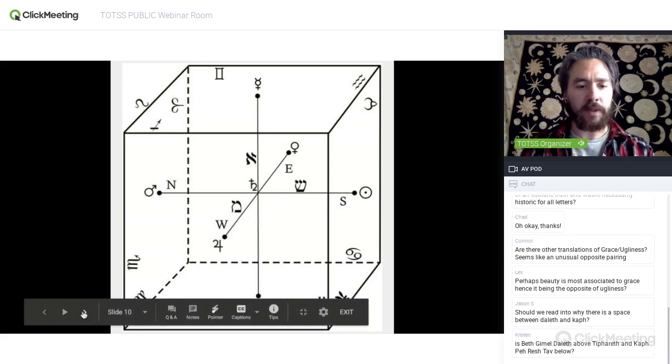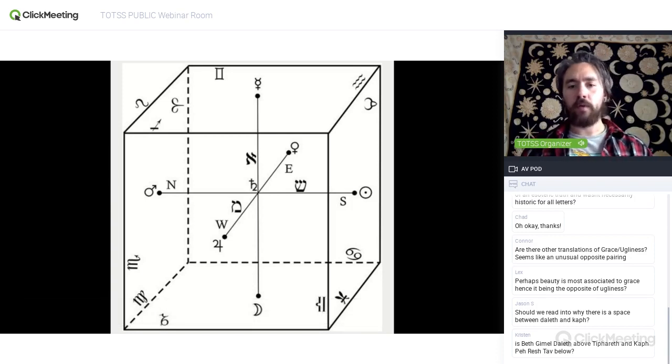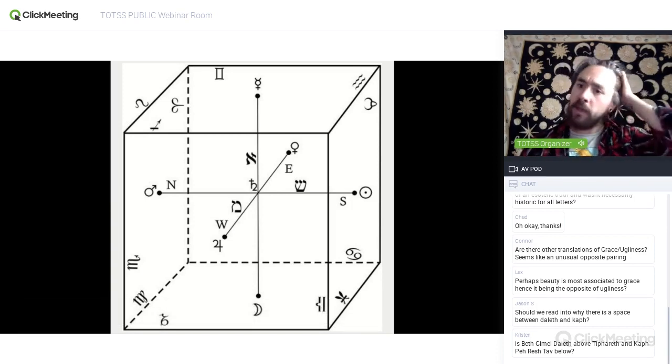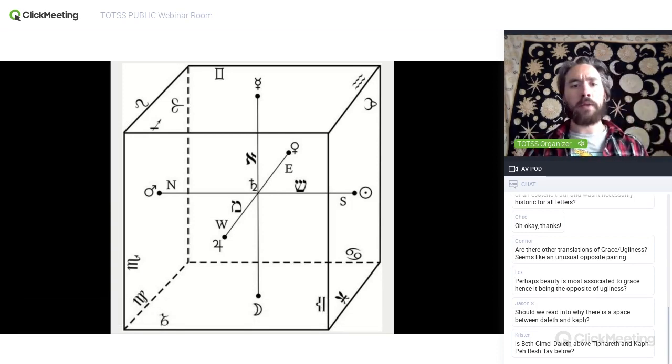Okay, yeah, that's pretty much all I'm going to say about the cube of space. I know some people that are really interested in the cube of space and have used it a lot in their Kabbalistic work. It's never seemed incredibly useful to me, and I've never gotten a ton out of the major books on it. I think it can be really interesting and useful for practical ritual work.